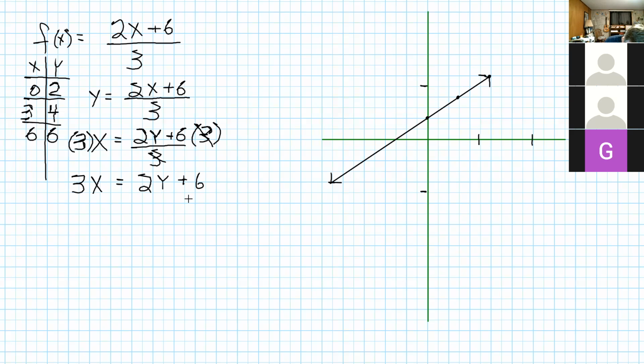Okay. So what would you do next to solve for y? Subtract 6 from both sides. Okay, subtract 6 from both sides. Apparently it likes 6s, it just doesn't like 3s. So now I get 3x minus 6 equals 2y. And then finally, divide both sides by 2.